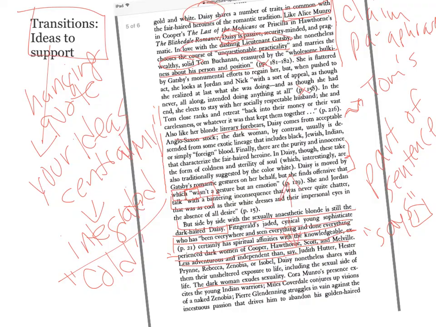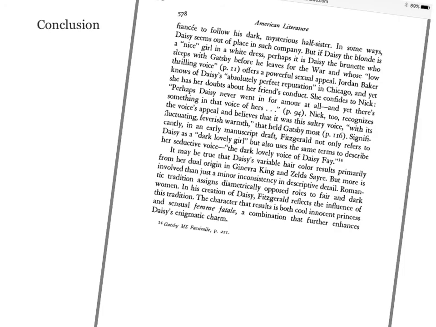Then we have our final page. Let's talk a little bit about the conclusion, because we will finish up with the complexity of this argument, where we've got these transitions like, but if Daisy is this, perhaps it is this, and all of those considerations of all of the complexity. Nick too recognizes this and that. And so here, notice how small this conclusion is, and remember that the purpose of a conclusion is to go from the paper, all of this complex literary argument that we've done, and bring it back to the reader's world.